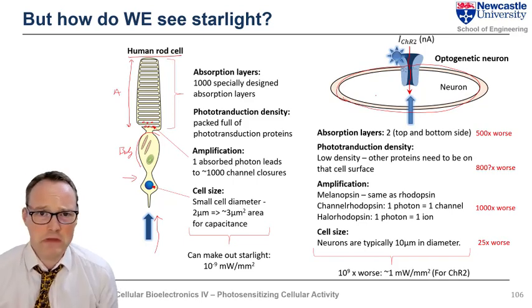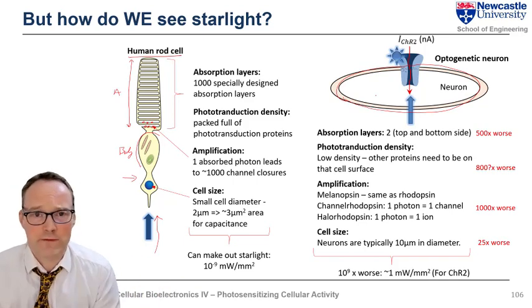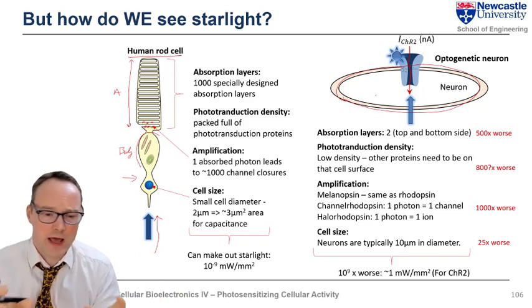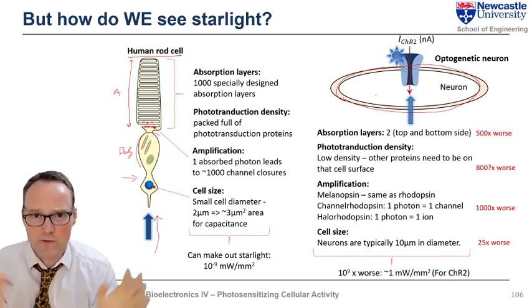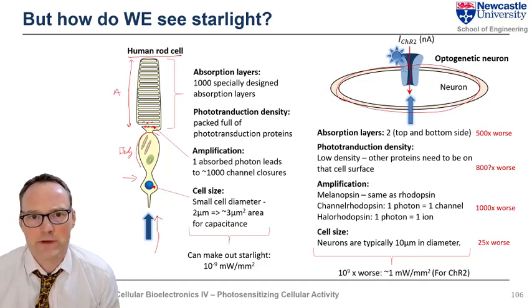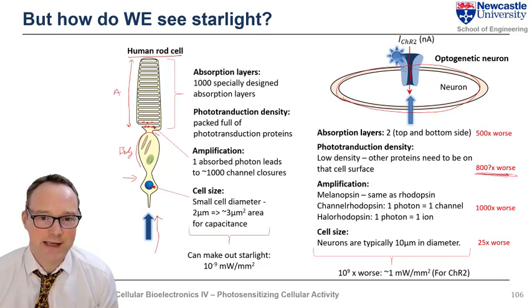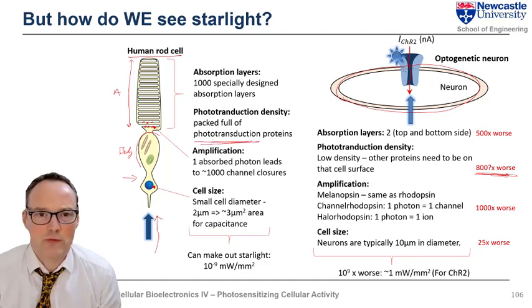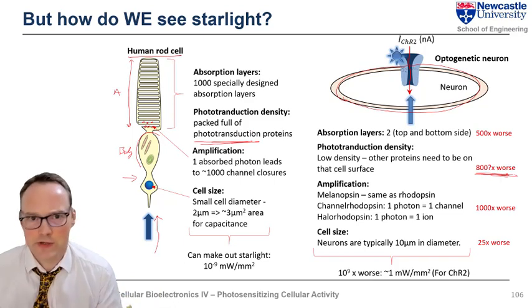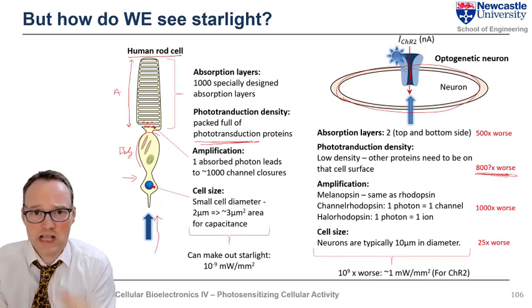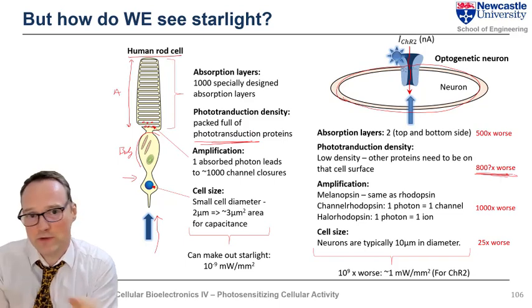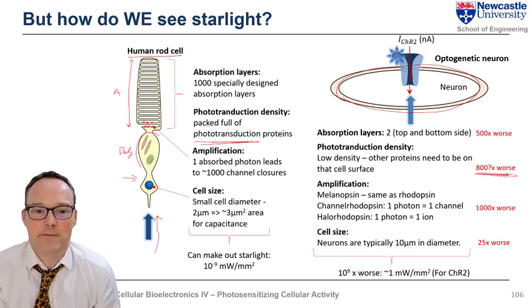In a neuron, the surface has got all sorts of different receptors and channels and so forth. So you cannot pack the surface to the same degree. If you actually look at the density of these opsins on the surface compared to the density of the rhodopsins on a human rod cell, they're somewhat different. I mean, neuron cells were never designed to sense light. We've just artificially modified them in this case.